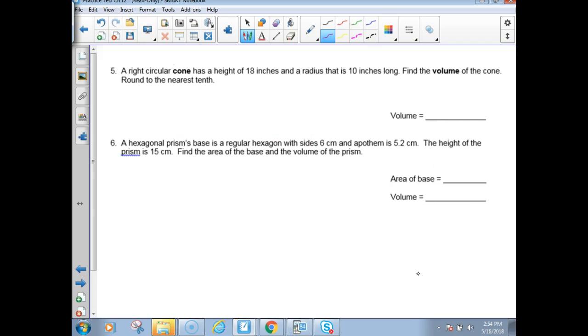All right, number 5. A right circular cone. Well, I don't know how a cone could be anything but circular. That's kind of redundant, but it's a cone. And it has a height of 18 inches and a radius that's 10 inches long. Well, the volume of a cone formula is pi r squared times the height divided by 3. So we just got to plug in the h is 18, the radius is 10, find the volume. So we're going to type pi times 10 squared times 18 divided by 3.